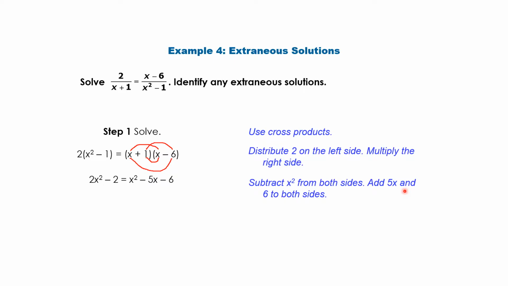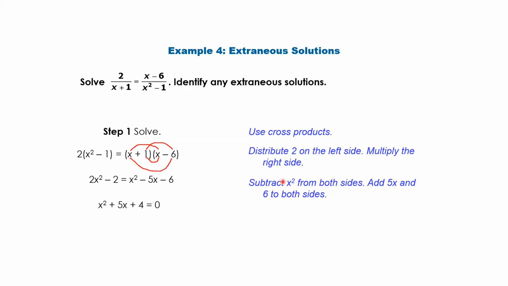Add 5x and 6 to both sides. So, we subtract both sides by x squared and then add both sides by positive 5x and 6. So, what happens? Okay, this is what happens. Subtract x squared to both sides.